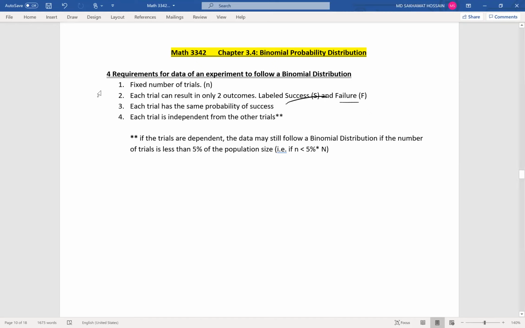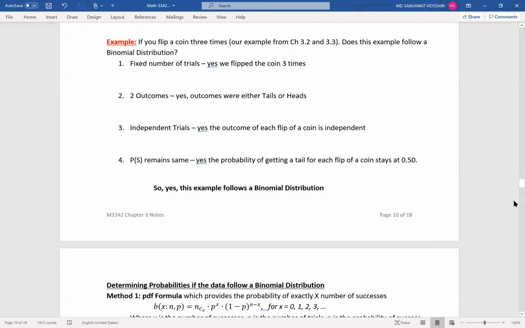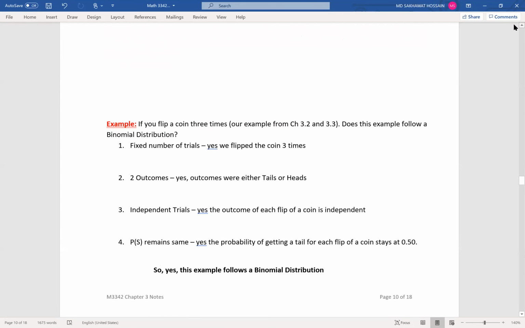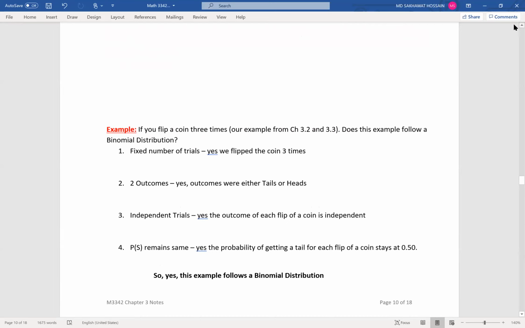Okay, so for binomial distribution, you need to remember the data should satisfy these 4 requirements. Now we'll go over an example.